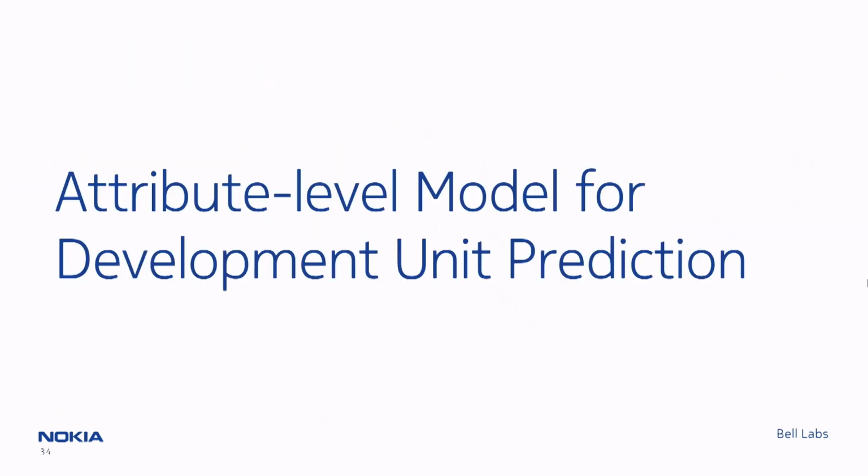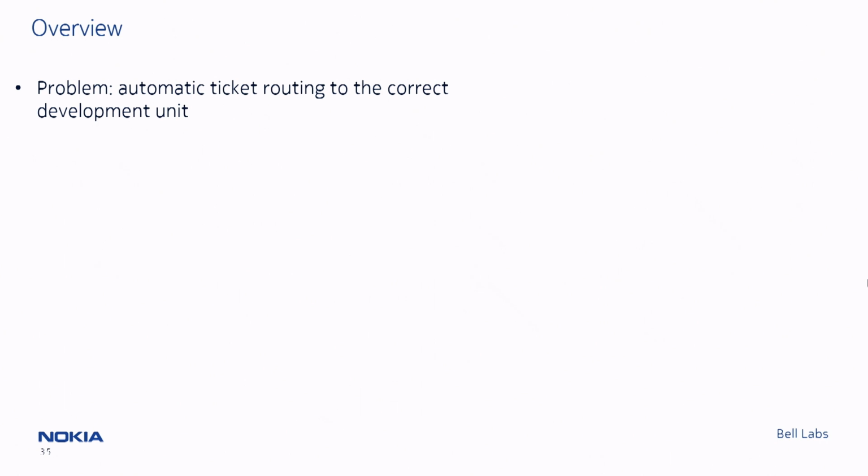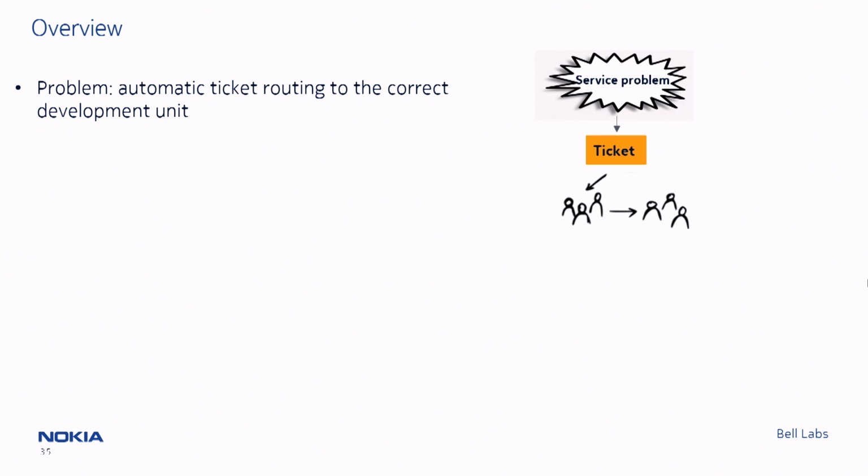Okay, this was a quick background about the embedding techniques with a focus on the deep contextualized language models, especially BERT. So now let's move to the second part, which is the attribute level model for development unit prediction. As explained by Gabriel, the problem is the automatic ticket routing to the correct development unit. Whenever there is a service problem, a ticket is opened to describe it, and usually there is a tester who decides the correct development unit of this ticket. We would like to automate this process and forward the ticket directly to the correct development unit.